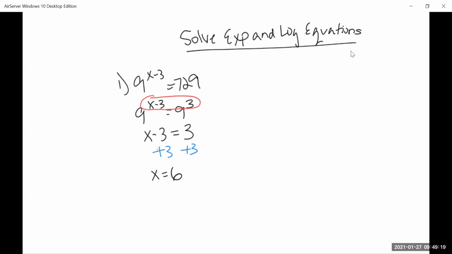And how do we know if we're correct? We can plug it in. 6 minus 3 is 3. 9 cubed is indeed 729. So I can box my answer. So that is one way of solving.